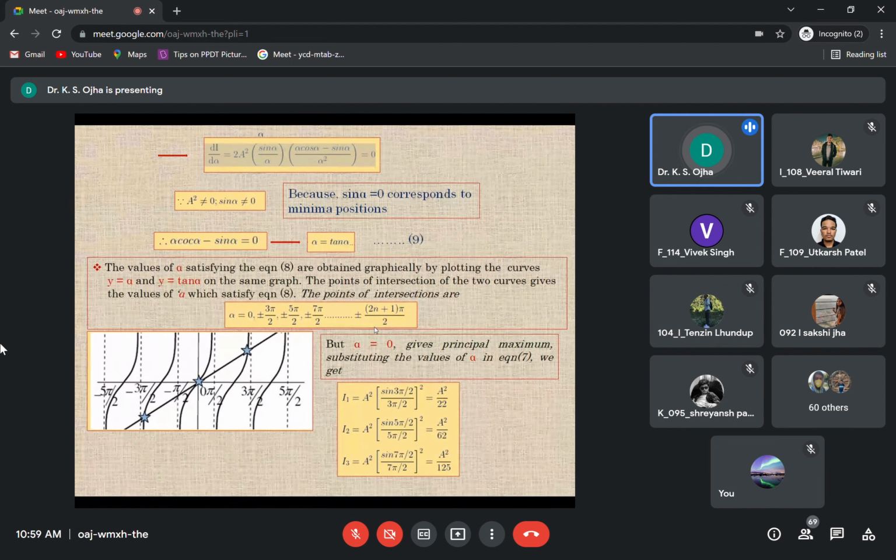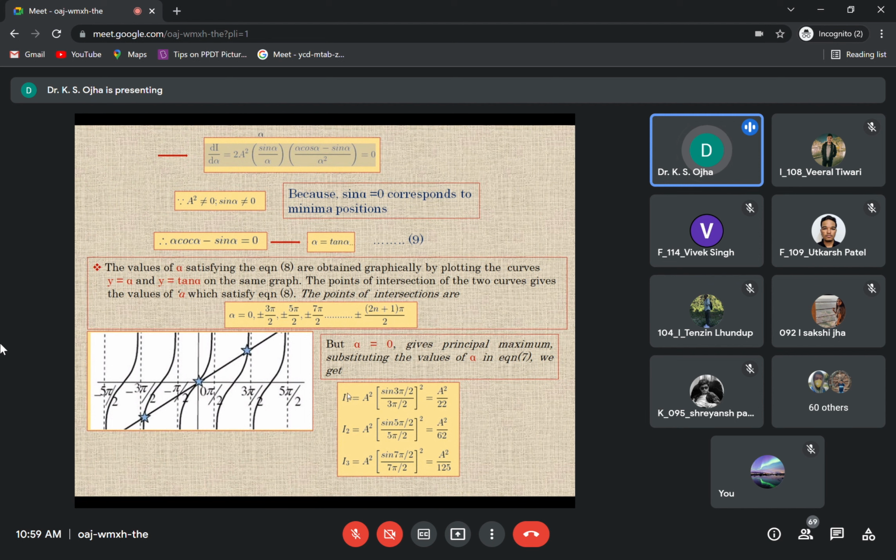Alpha is equal to 0 will give the position of the principal maxima, so we are not considering 0 here. Only plus minus 3 pi by 2, plus minus 5 pi by 2, plus minus 7 pi by 2, and so on will give the position of the secondary maxima. Now when we put this value of alpha to find the intensity in equation 7, we have calculated the intensity of some secondary maxima here.